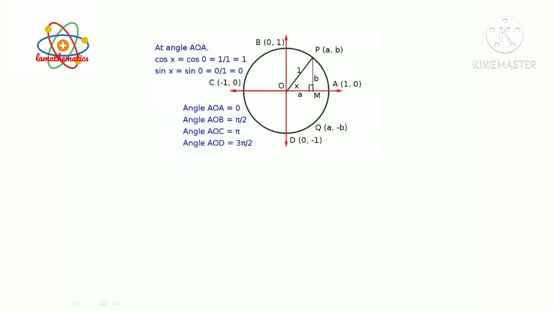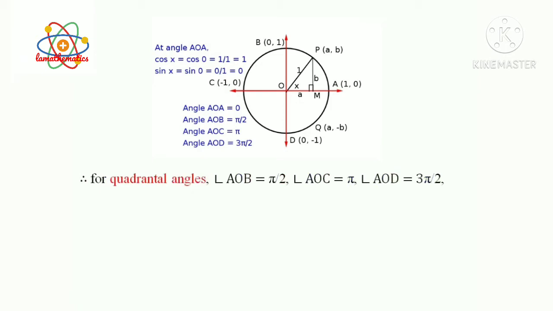Consider a unit circle with the center at the origin of the coordinate axis. From the figure, at angle AOA, that is, the angle is 0. Therefore, cos 0 equal to 1 by 1 equal to 1 and sin 0 equal to 0 by 1 equal to 0.